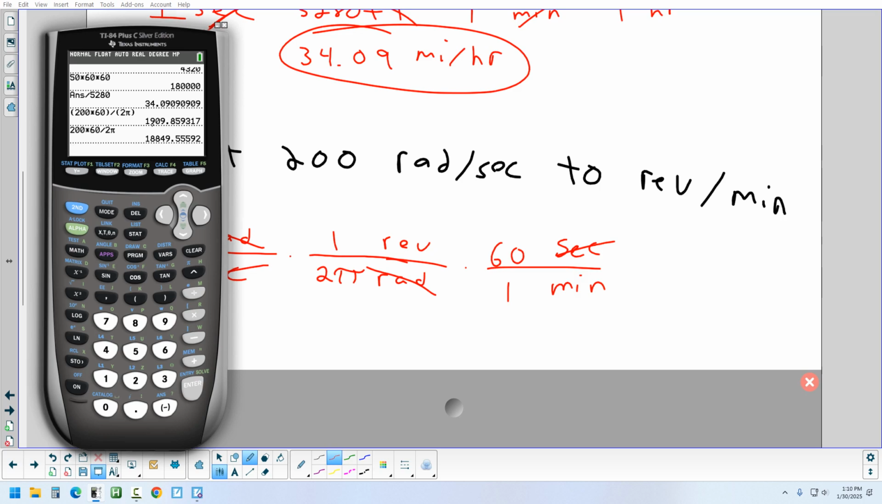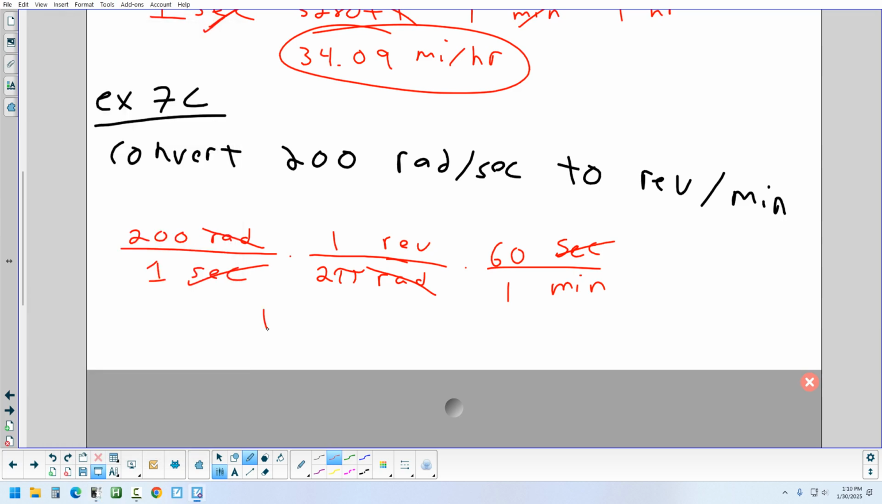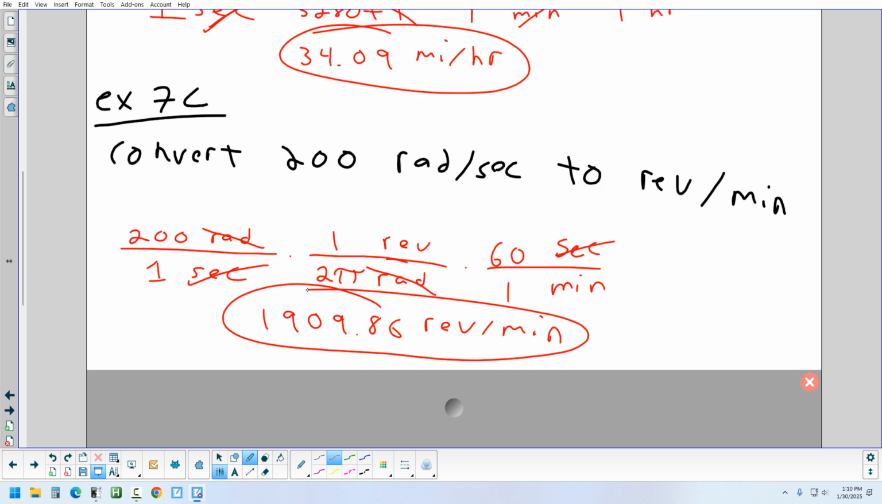Okay. Any question why you need the parentheses? What are we rounding to? We're going to go 2. So 1909.86. It's almost a couple thousand revolutions per minute. Any question on that?